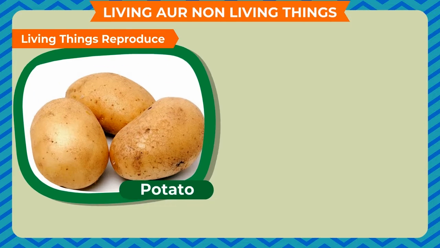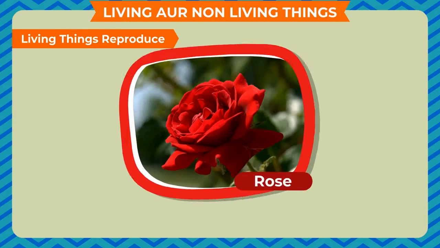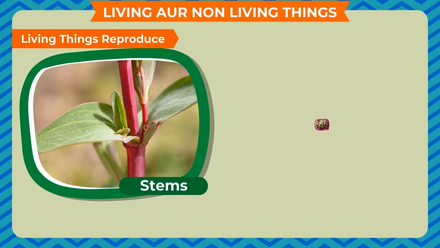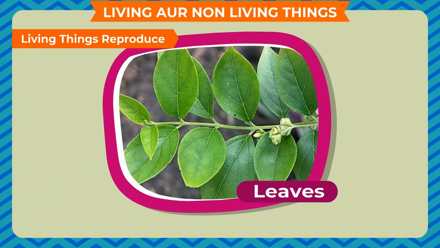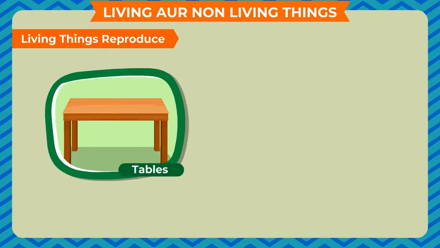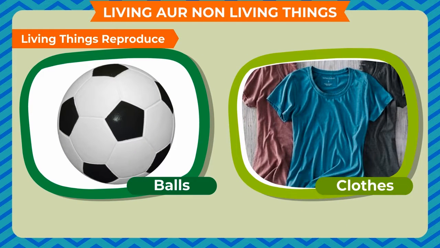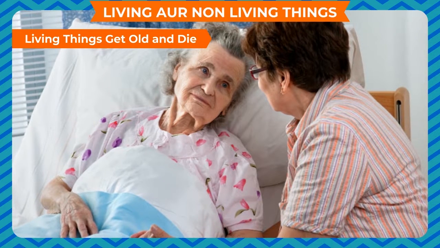Some plants such as potato, ginger, rose, etc. produce new plants from different parts of the plant, such as stems, roots, and leaves. Non-living things such as tables, chairs, balls or clothes, etc. do not reproduce. All living things get old and die.